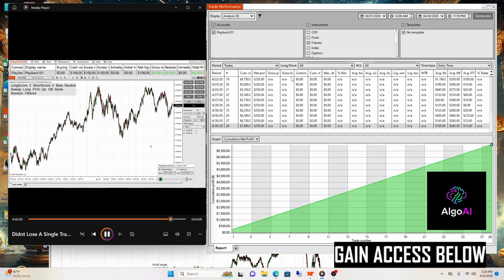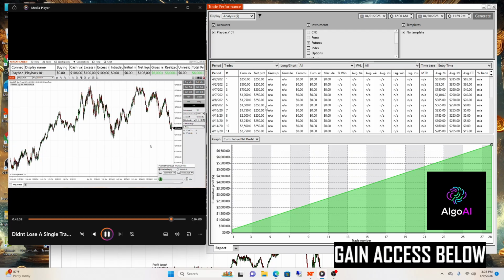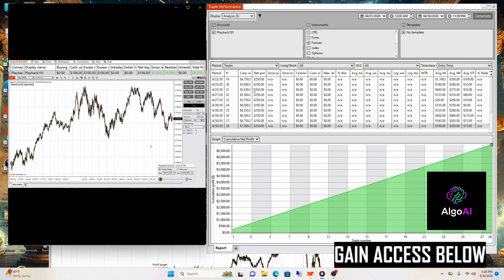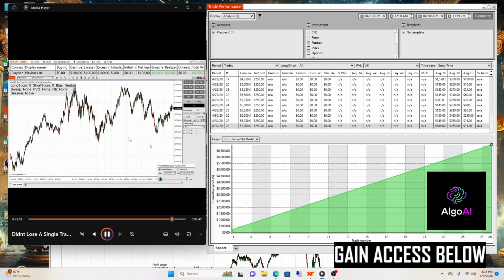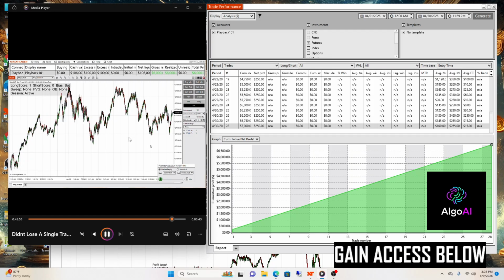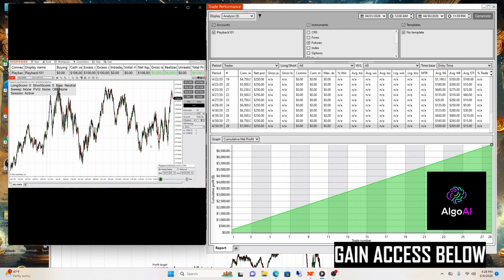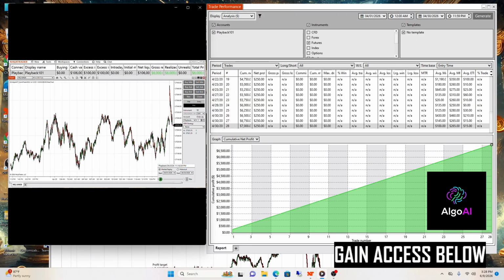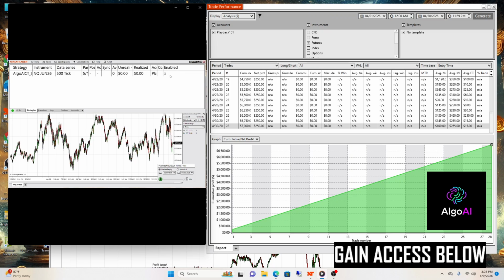Then we have this Smart Money Concepts algorithm that had a 100% win rate in the month of April, which is fantastic. And we also have what we call the AlgoAI hammer strategy, which is another algo that trades off candlestick patterns like hammers and shooting stars. It's going to be available for TradingView and for NinjaTrader.